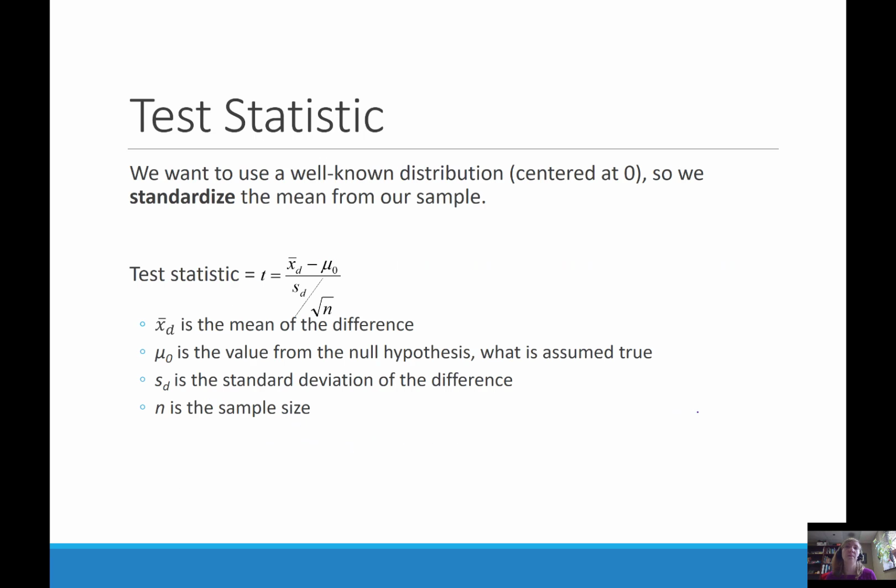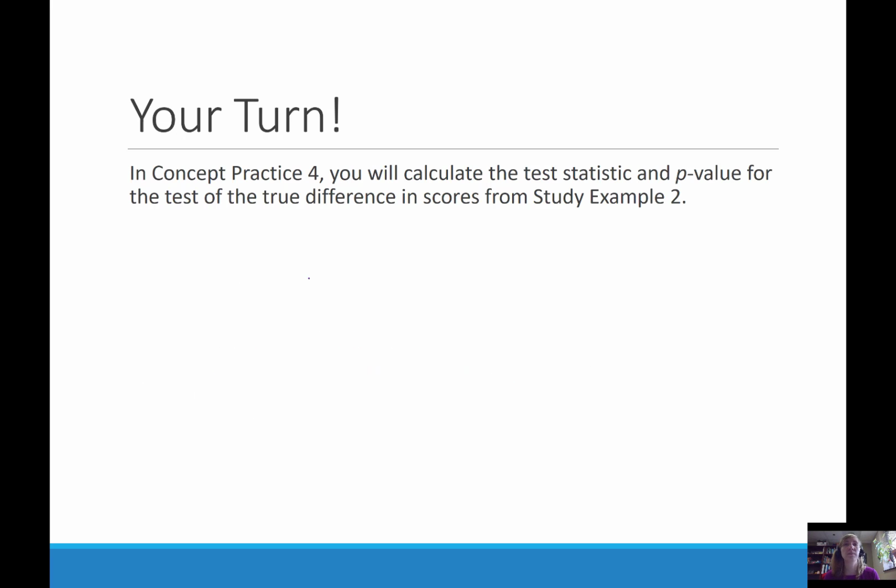The test statistic for a paired difference study is exactly the same as a test statistic for a historical control study. The only difference is that the sample mean and standard deviation are subscripted with the letter D to denote that the mean and standard deviation are of the difference in values or scores. In Concept Practice 4, you will calculate the test statistic and p-value for the test of the true difference in scores from the second study example.